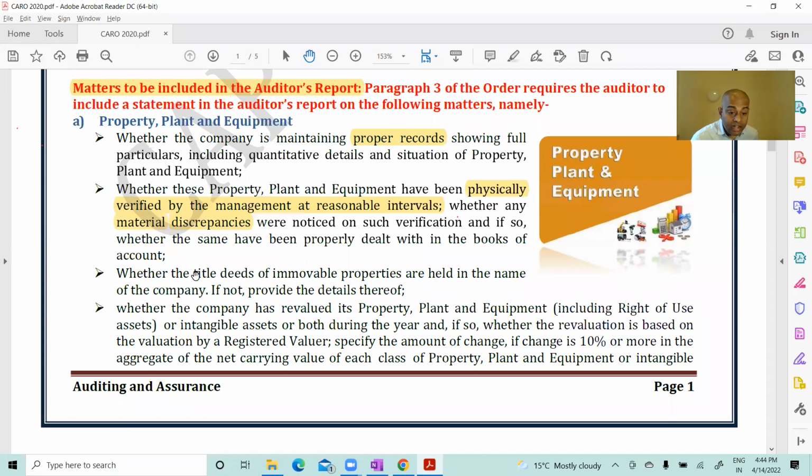Then, title deeds of immovable property are in the name of the company. Now, guys, tell me one thing. I'm conducting the audit of a company. The company is having an immovable property. In the balance sheet, it is there. Factory, 280 crores. But the factory is not registered in the name of the company. Is it okay? Can it happen? Guys, can it happen? Tell me fast.